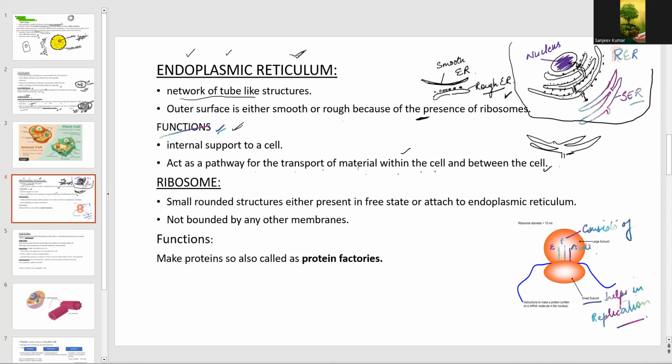So ribosomes are small structures which can be found in a free state, or they might be on the ER. They are not bounded by any membrane. No membrane is present, not even a single membrane; it has its own globule. And the function is that it makes protein, so it is called the protein factory.